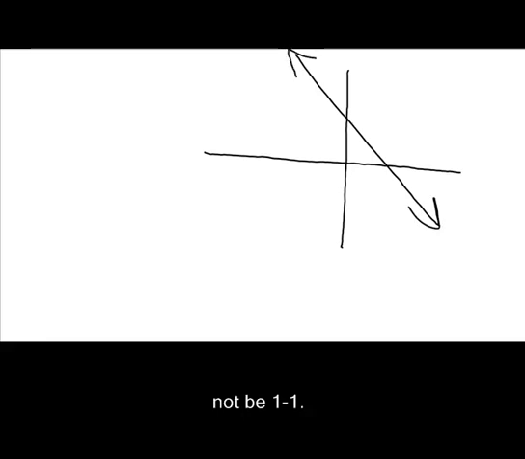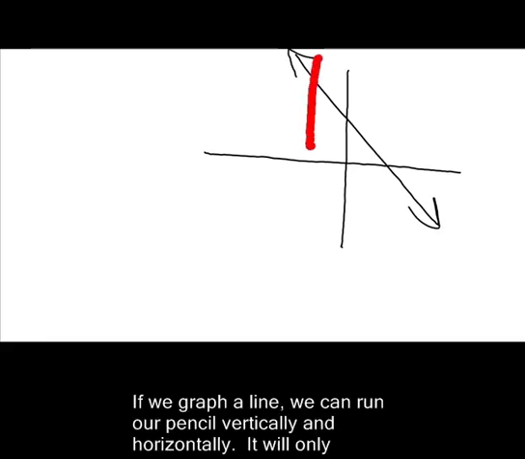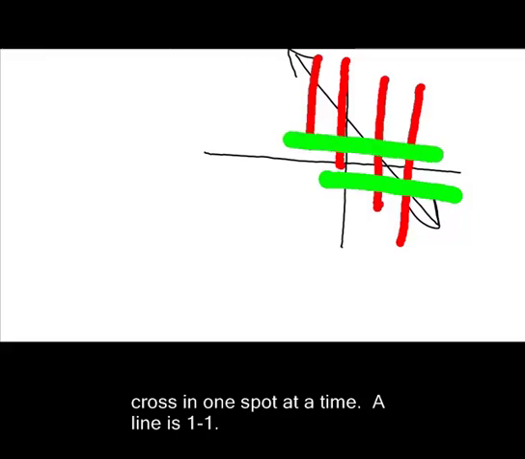If we took a line and we graphed it, so here's my line. If I take my pencil and I run it vertically, it only crosses in one spot. If I take my pencil and I run it horizontally, it only crosses in one spot at a time. Therefore, a line is one-to-one.